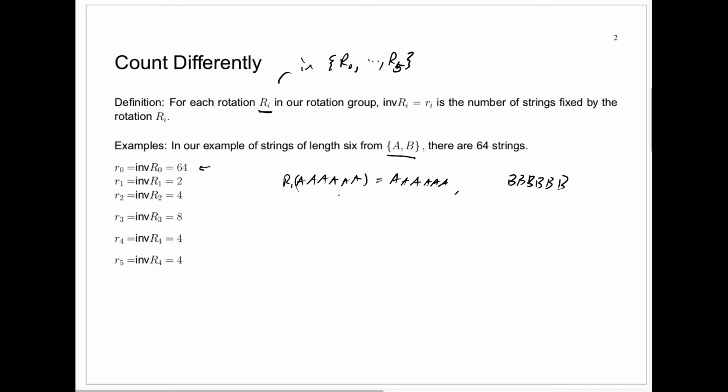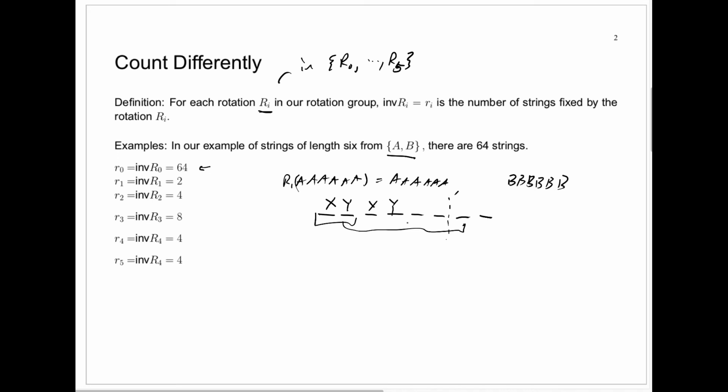What about R2? That's a little trickier. What strings are invariant under the rotation R2? Well, I claim there are 4 of them, and let me show you how we can see that. Let's look at a 6-letter string. Here are the 6 positions for the letters in the string. Let's say we pick any 2 letters we want here, I'll call them X and Y. For it to be invariant under R2, when you apply R2 to that, you take this XY and you move it to the end. And that has to be the same thing you started with, so this has to be an X and a Y in order for R2 of the string to equal the original string.